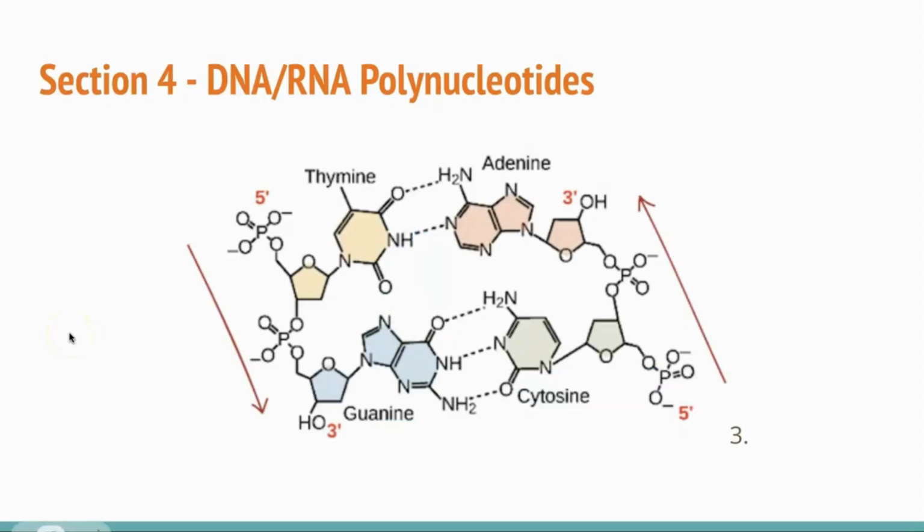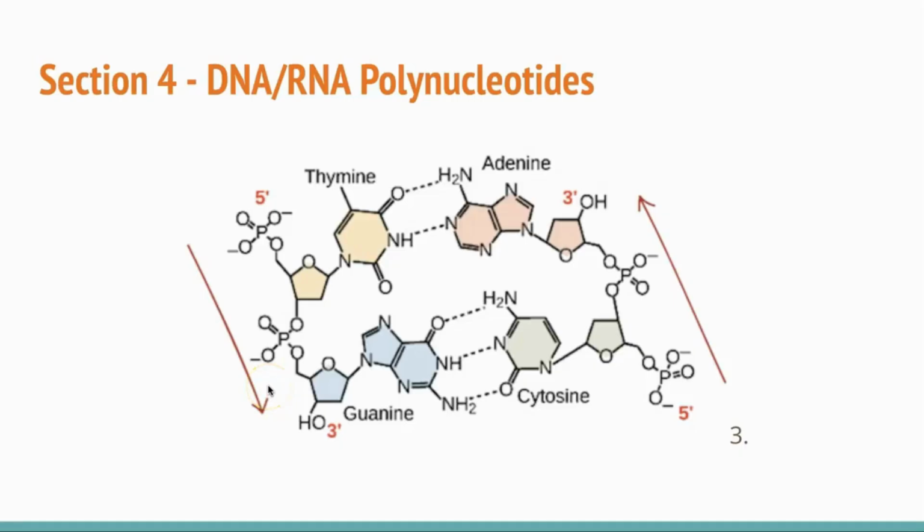Now that we know how to number carbons, it's important that we know how to read genetic code. The phosphate backbone is formed through the elimination of a water molecule, or a condensation reaction, that links the 3' hydroxyl group to the 5' phosphoryl group. So you can see here the 3' and then the 5' phosphoryl group.